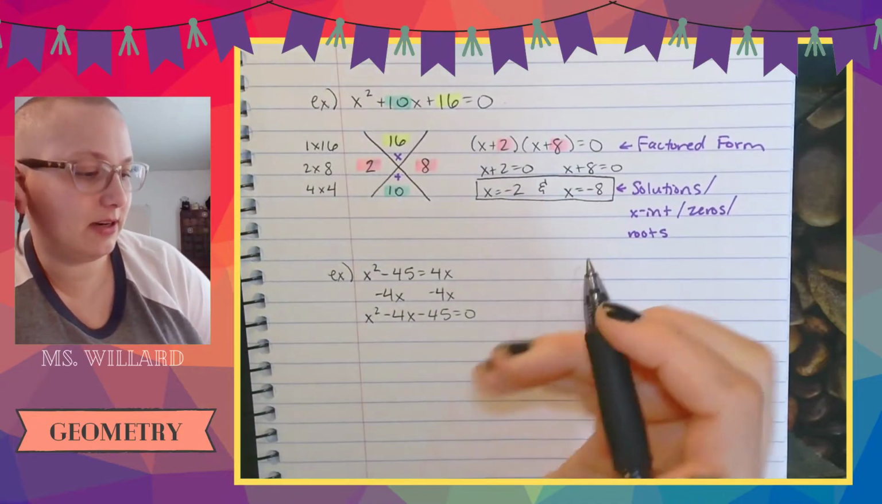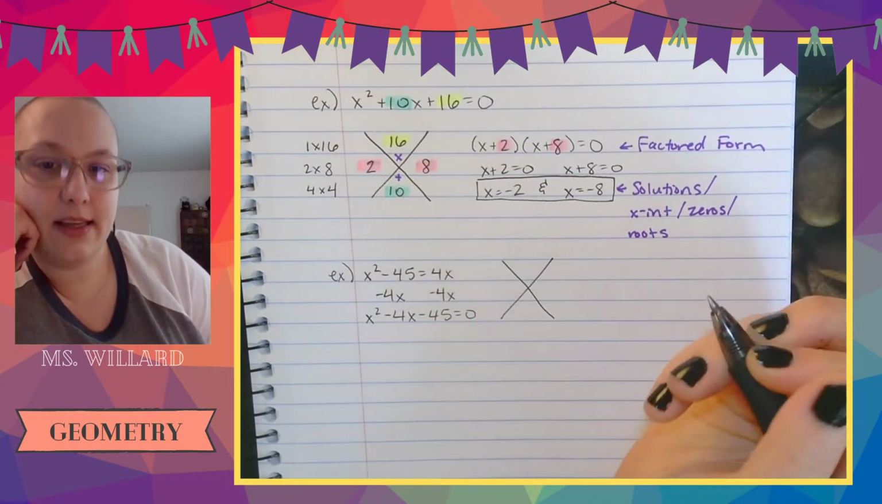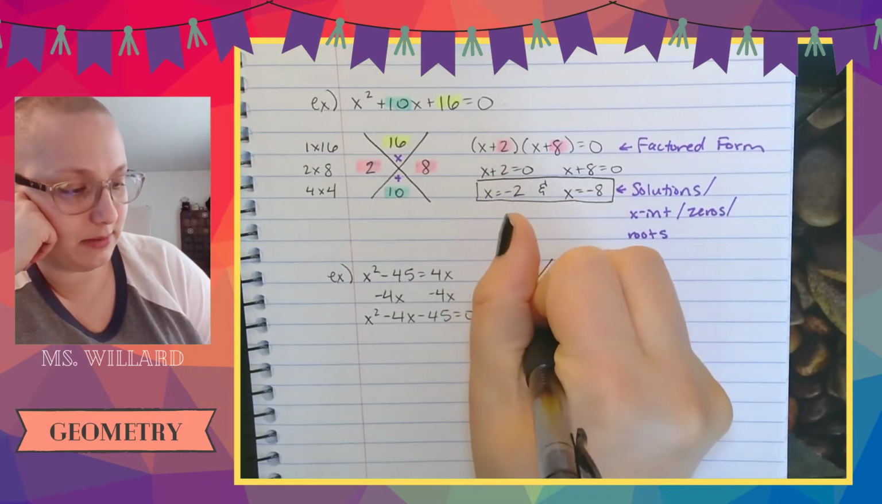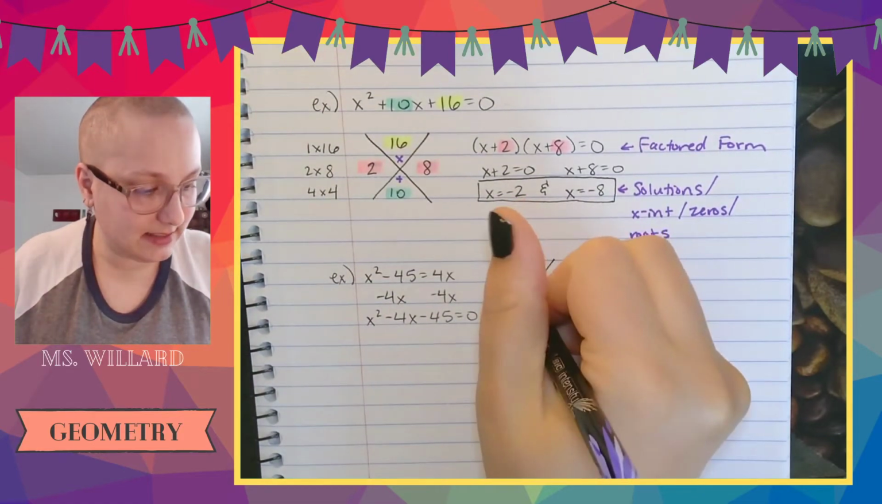And then what we're going to do is we're going to factor that. Same thing, make a big ol' X. The negative 45 goes on top. The negative 4 goes on bottom. And I need them to multiply to get the top and add to get the bottom.